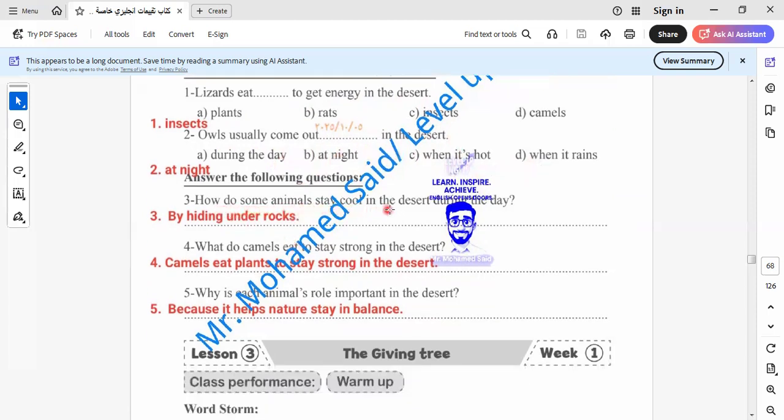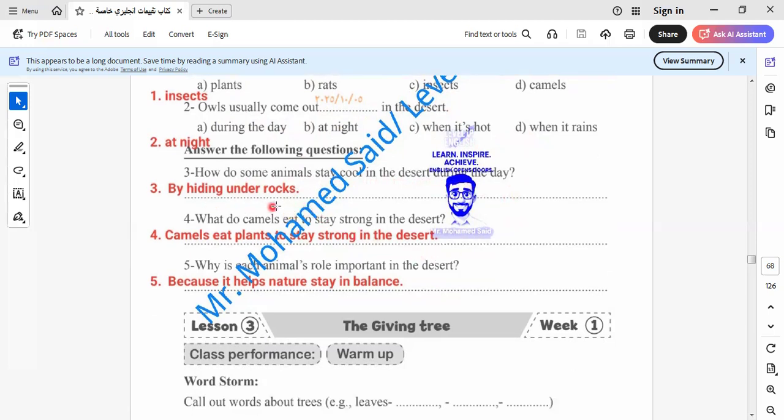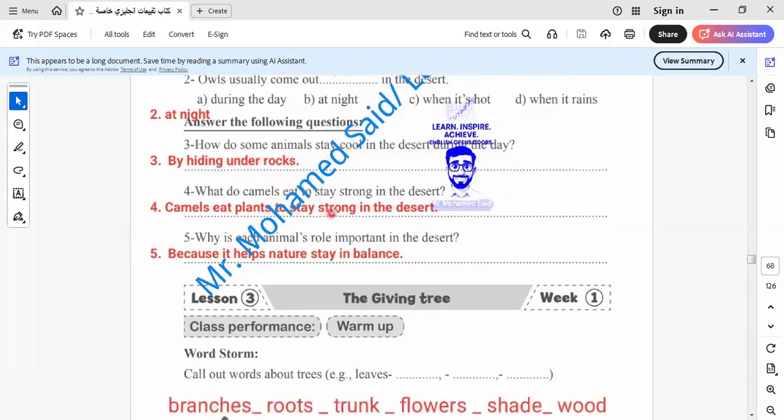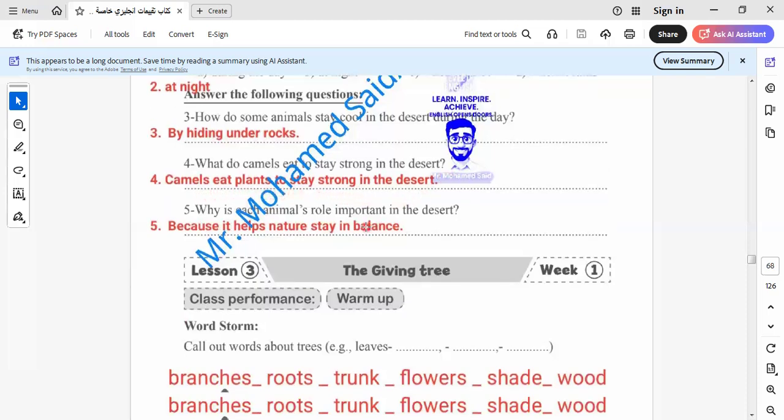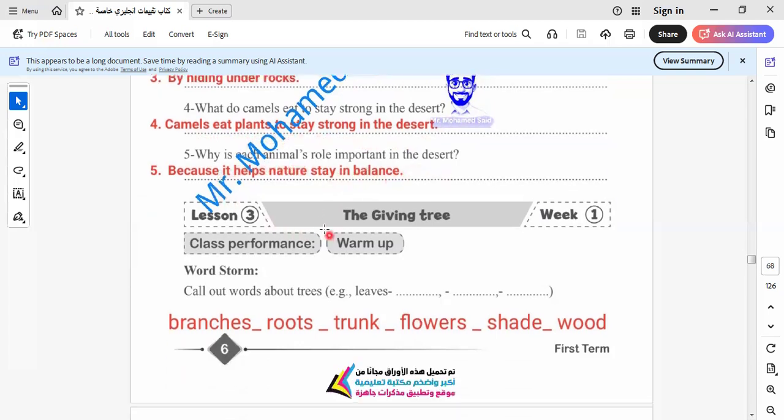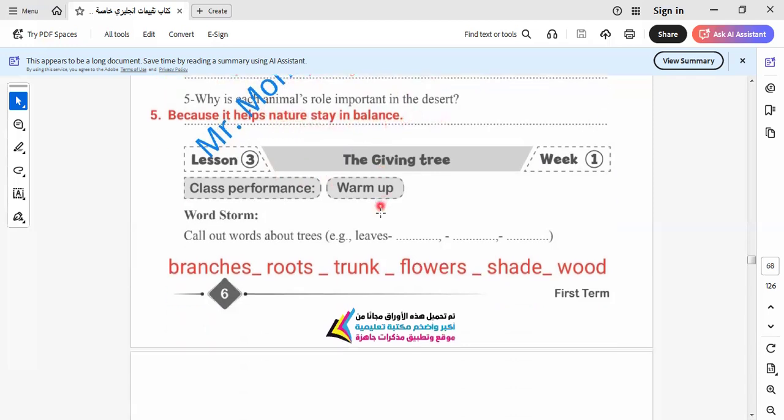How do animals stay cool in the desert in the day? Hiding under rocks. What do camels eat to stay strong in the desert? Camels eat plants to stay strong in the desert. Why is each animal's role important? To help nature to stay in balance.